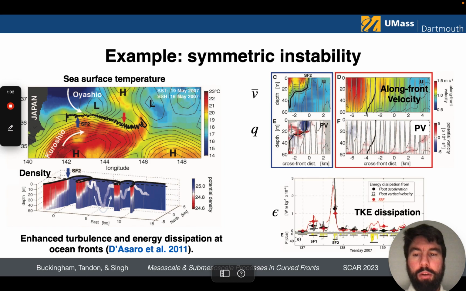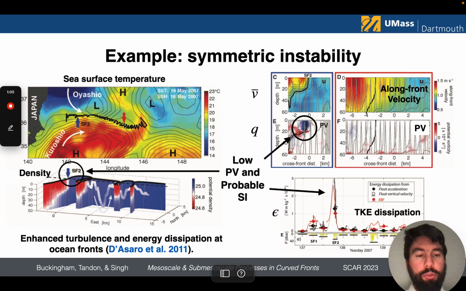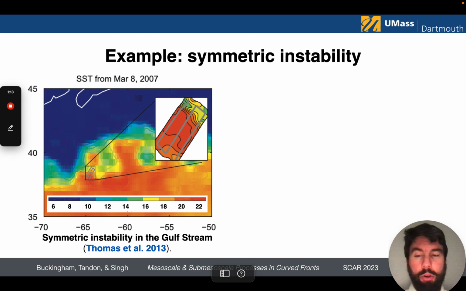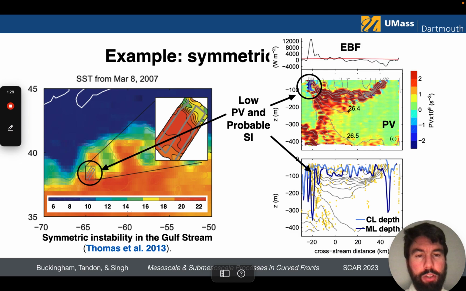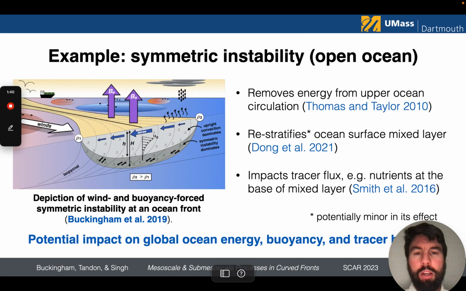So an example of such a phenomenon is found in a paper by Eric DeCarlo and co-authors. They discovered observations that showed low potential vorticity is coincident with high dissipation rates that could not be explained by any other means. This was suggestive of symmetric instability generated by downfront winds. This was repeated in the Gulf Stream region by Leif Thomas and co-authors, and there they found observations of low potential vorticity coincident with a quantity called the Ekman buoyancy flux, which is driven by downfront winds. So this is all suggestive that symmetric instability really does play a role.